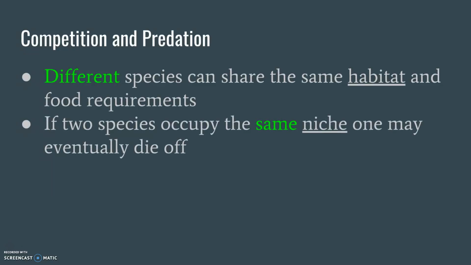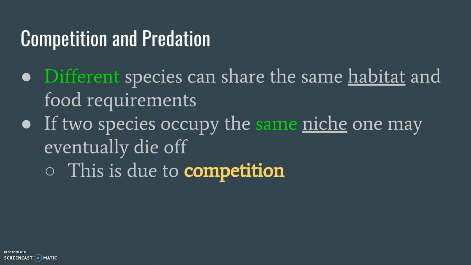So if two species occupy the same niche, we're going to talk about that word, that's why it's underlined, same thing with habitat, we're going to talk about more later, one may eventually die off. So we have some good examples here, but this is all due to competition. So when two animals want to live in the same place, what you're going to see in this unit is animals and plants have two options in nature. You can adapt or die, and unfortunately that's kind of the way it is.